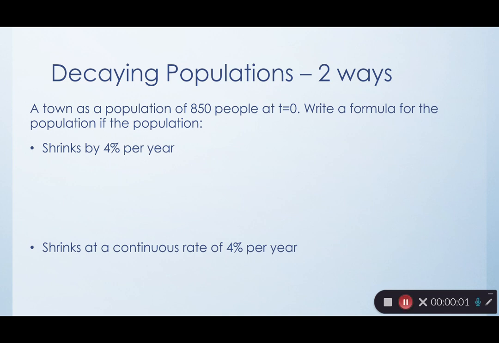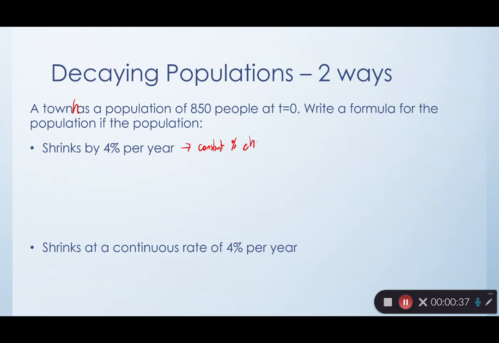All right, so this is similar to, I think, one of your homework problems in this homework set. We're looking at decaying population two different ways. So we're told the town has a population of 850 people at time zero, so whatever year that is. We want to write a formula for the population if it shrinks by 4% per year. So this is a constant percent change, right?